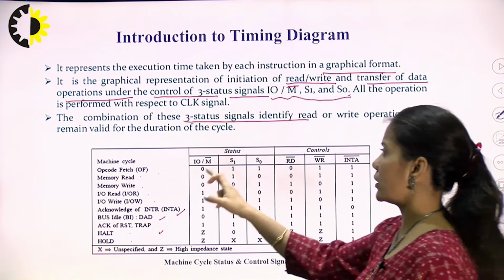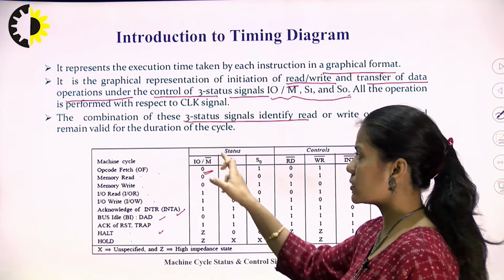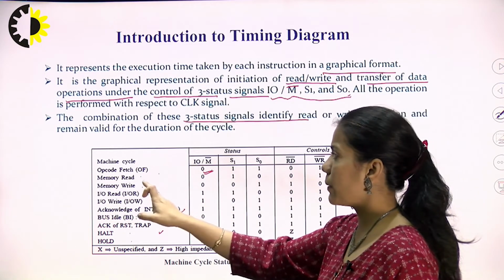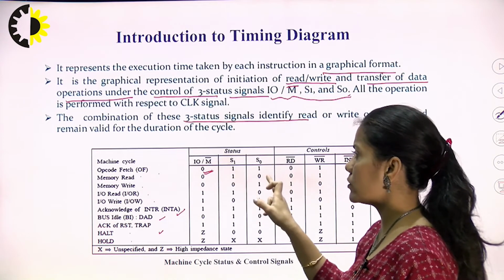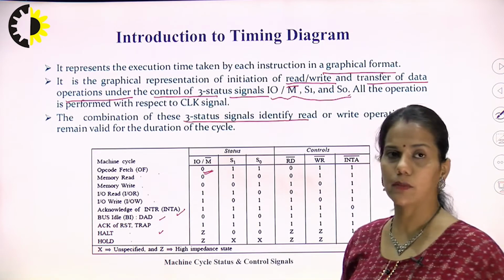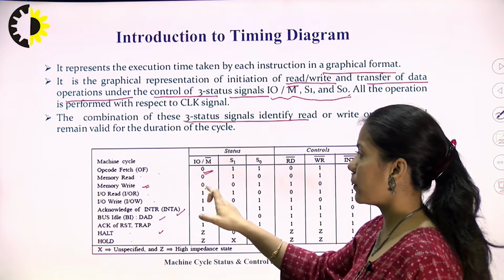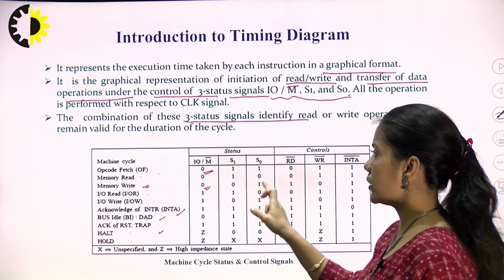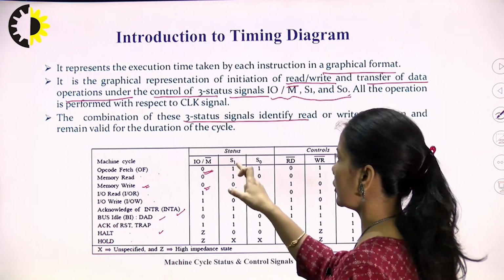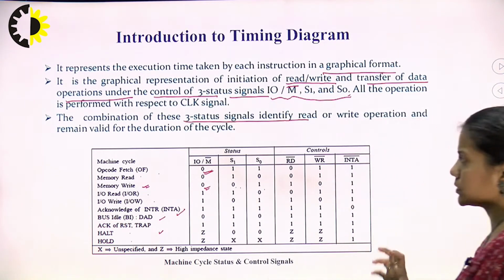The combination of status signals which represents opcode fetch is IO/M bar should be 0, because this is the memory operation, and S1 and S0 should be 1 1. In case of memory read, S1 and S0 should be 1 and 0 respectively, and since this is the memory operation, this signal IO/M bar is 0. Similarly, in case of memory write, IO/M bar is 0 and S1 and S0 is 0 1. So, in this way memory read operation is represented by S1 1 and S0 0, and memory write is represented by the opposite signals.